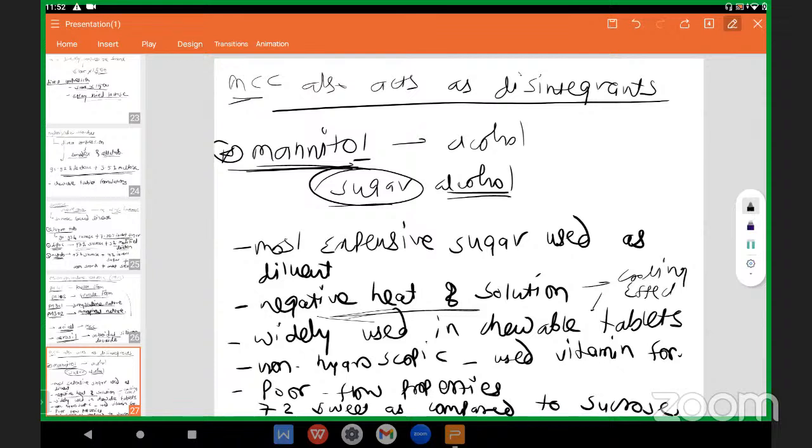Okay, so these are some of the properties of the mannitol. You need to keep in mind that the most expensive sugar used as a diluent. It is having the negative heat of solution, widely used. That's why we are using that in the chewable tablets. It is non-hygroscopic and poor flow. Okay, and we are also using this in the vitamin formulation. It is 72 times as sweet as the sucrose.